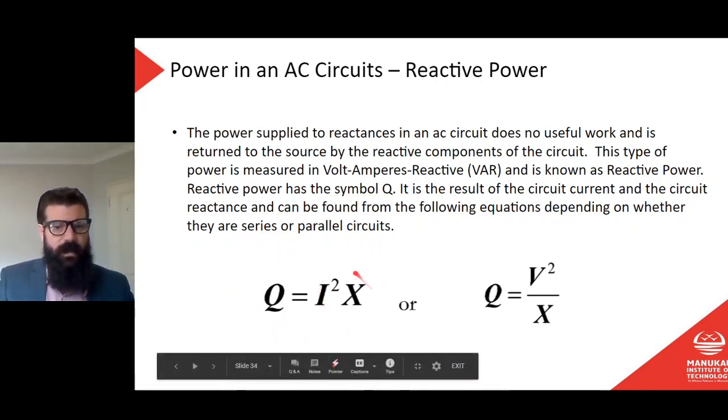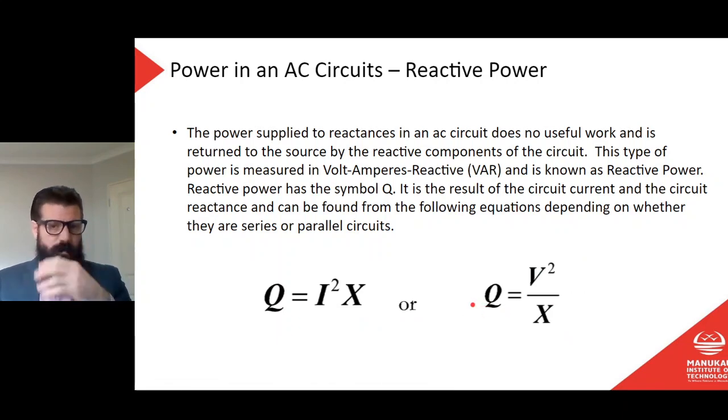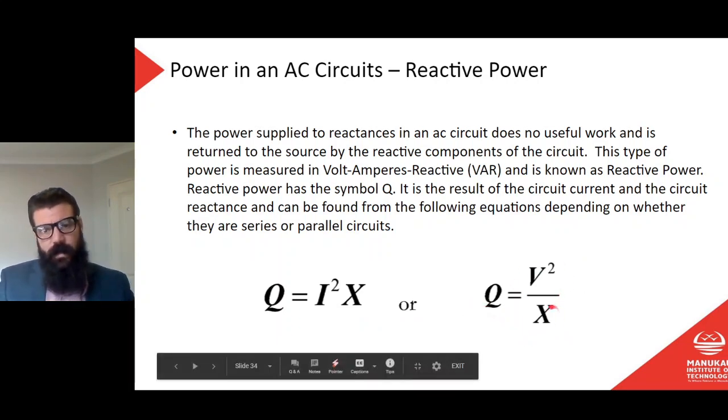And X is our inductive or capacitive reactance. So Q equals I squared X, or Q equals V squared over X, or Q equals I times V, right? X in this case is the reactance in our inductors or capacitors. Q is the inductive power or reactive power.